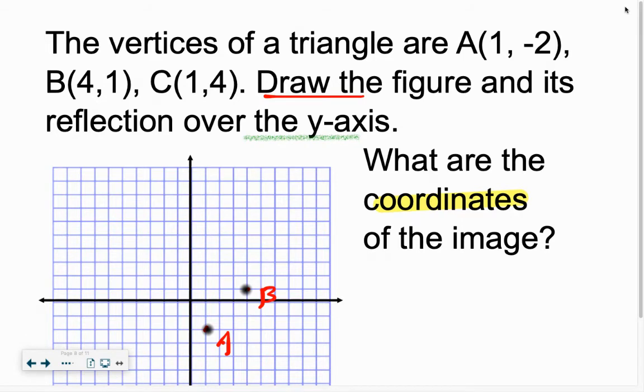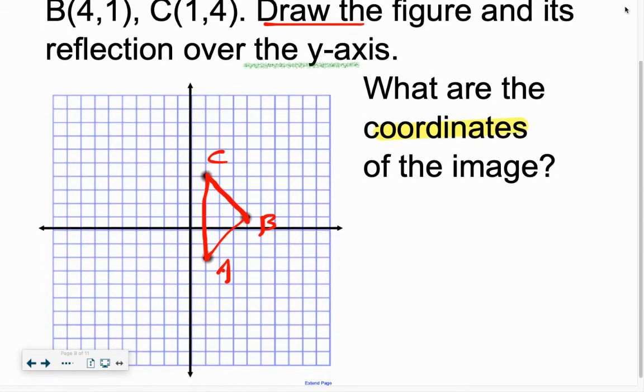And then lastly, C at 1, 4. 1, 2, 3, 4, right there. Label that C, or again, if you want to put a big dot on that, you can. And then freehand or straight edge, all allowed. Listen to your teacher, what they tell you to do for that connecting of the figure. Then reflect it over the y-axis.